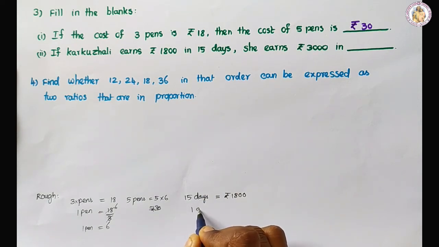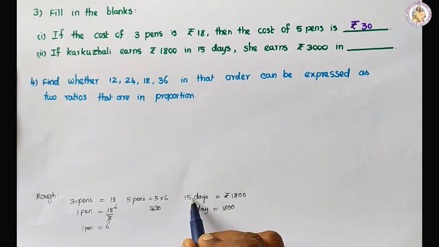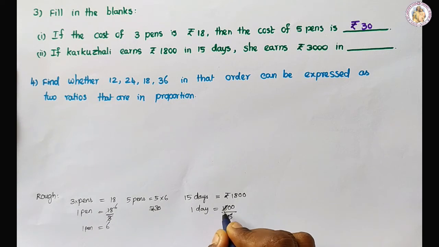That is 1 day equal to 1800. Here 15 is in multiplication. Bring this side means division. So cancel this. 1 15 is 15. Here also 1 time. Balance 3. It becomes 30. That is 2 times. Put this 0. So 120 rupees in 1 day.